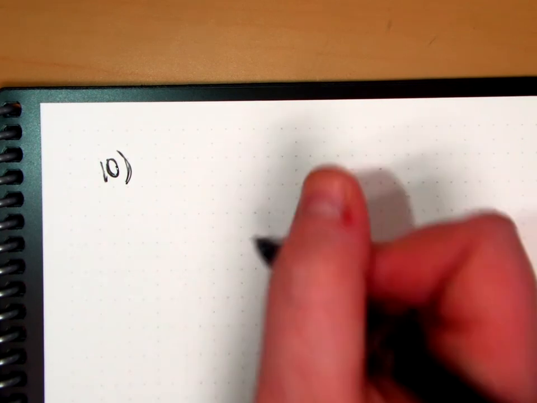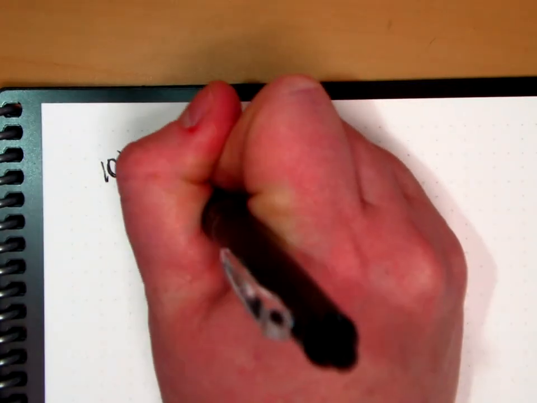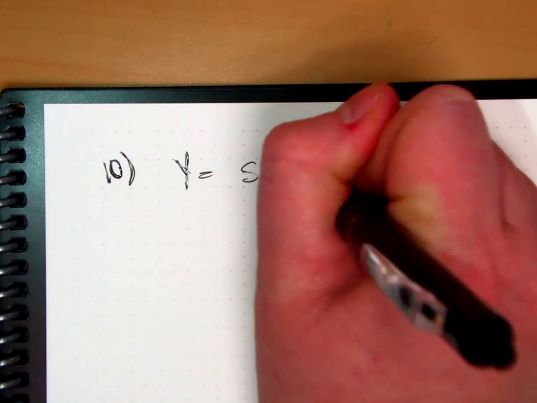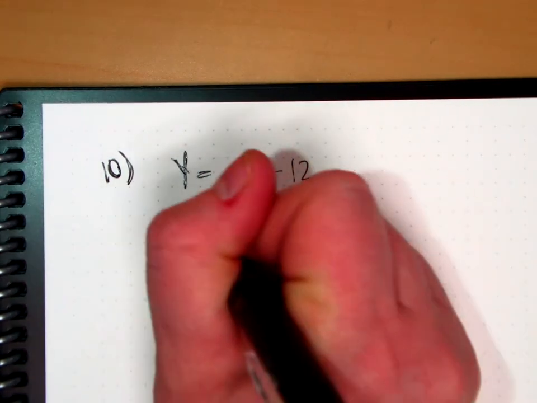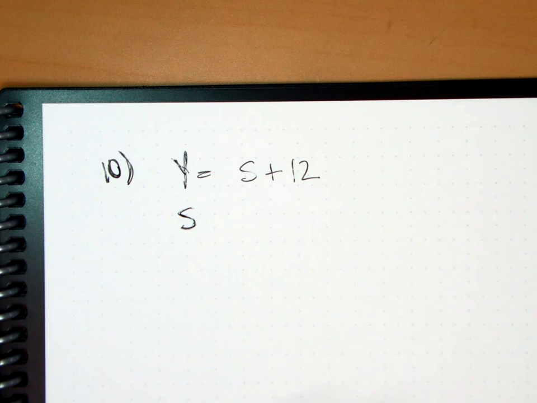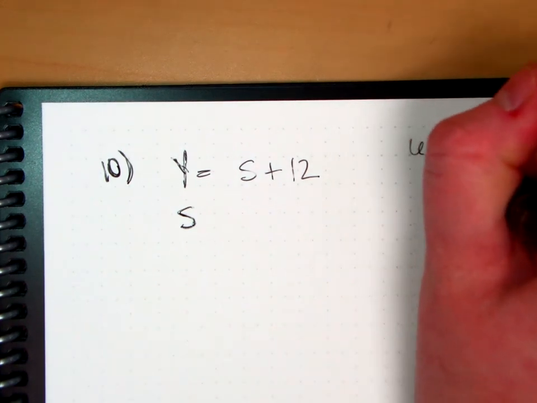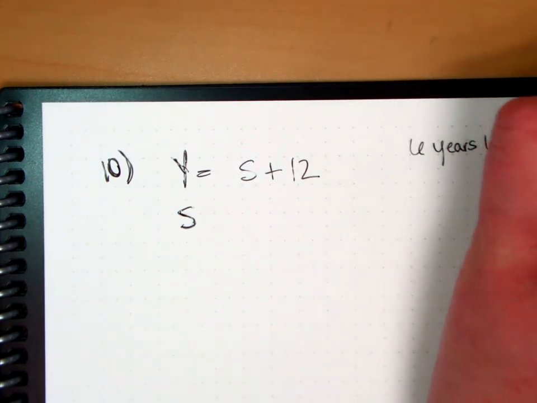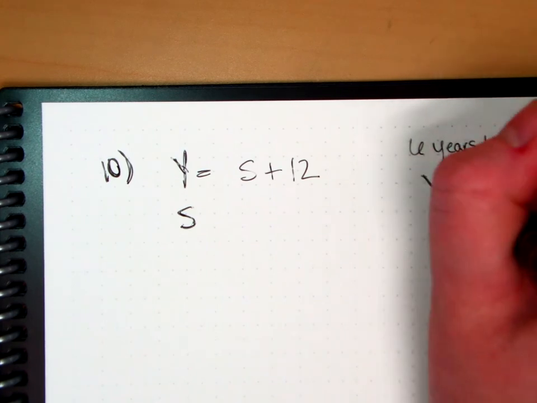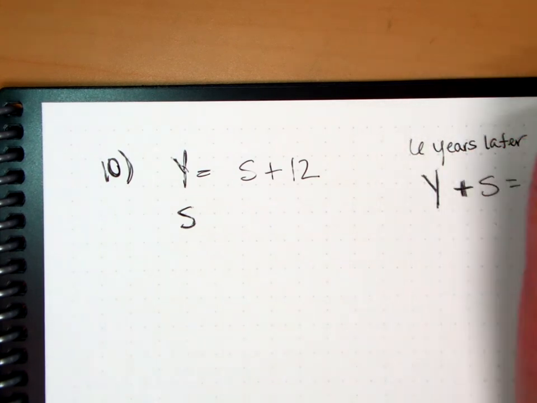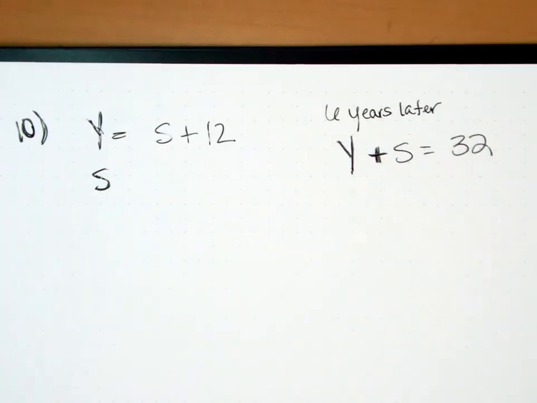Holly, which one? I'm on 10 right now. Okay, I'm with you. So, Yoshi is 12 years older. So you have Yoshi equals sister plus 12. The other information they tell you is 6 years later, Yoshi plus sister equals 32.